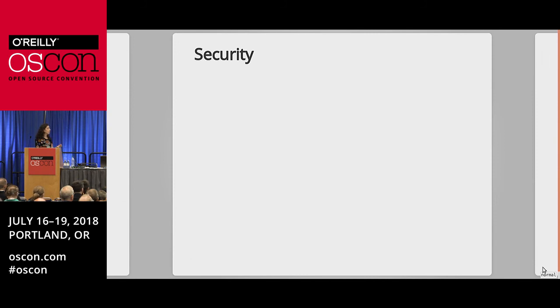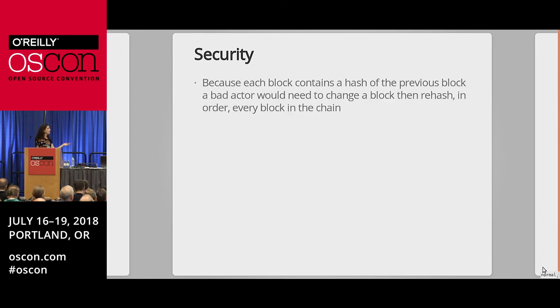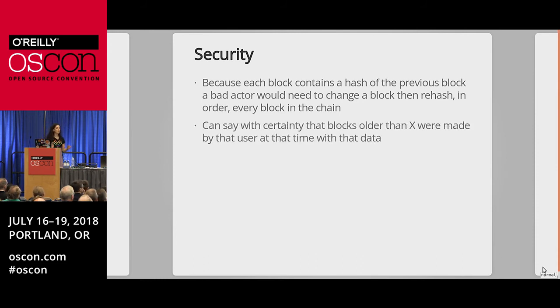Okay, so you've probably heard a lot about blockchains and security. What kind of promises does blockchain make and what kind of promises can't it make? Because each block contains a hash of the previous block, a bad actor would need to change the data in the block, rehash it, update the next one, rehash that, update the next one. Because of this, we can guarantee with certainty that blocks older than a certain amount are secure. Usually the first 4 or 5 blocks in a chain could plausibly be modified in time, as we might have the computational power to modify and change them. But after the 4th or 5th block, we can say with absolute certainty that blocks older than that were made by that user at that time with that data.